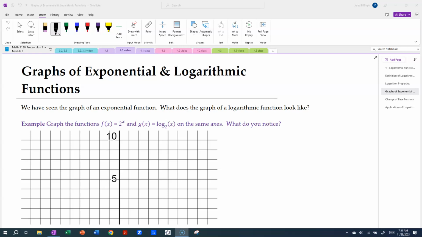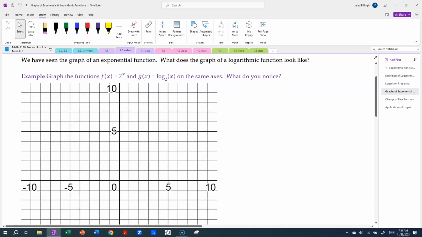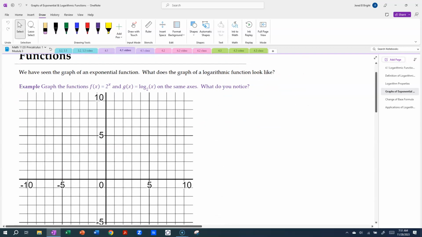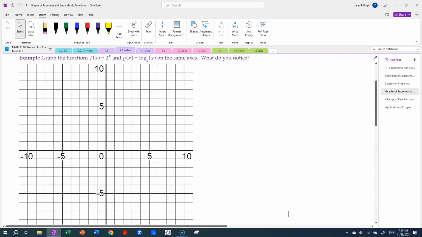Now it's time to further investigate logarithmic functions, and the way we can do that is by looking at the graph of a logarithmic function. To get there, we want to remember that we have exponential functions and how they relate to logarithms. So our goal with this first example is to graph these two functions and see something. I'm not gonna spoil the story, but let's see something on the graph.